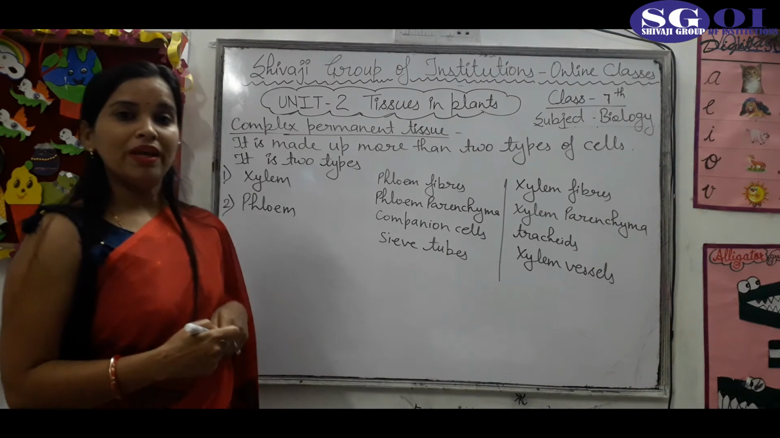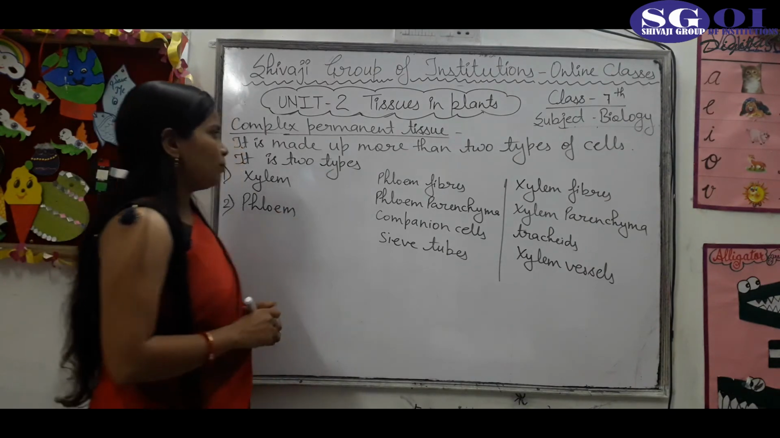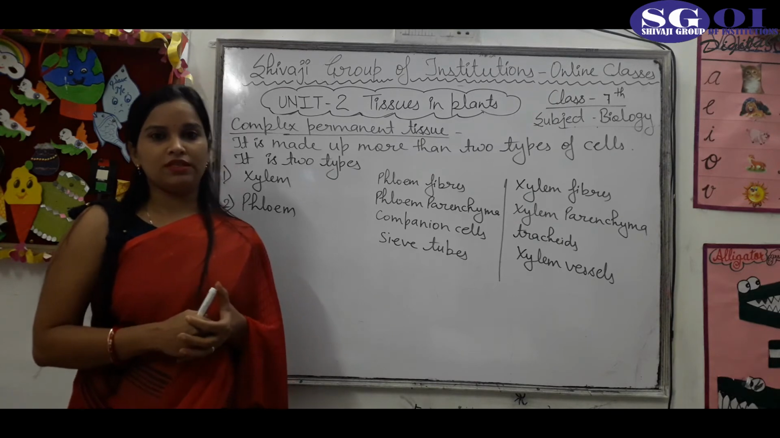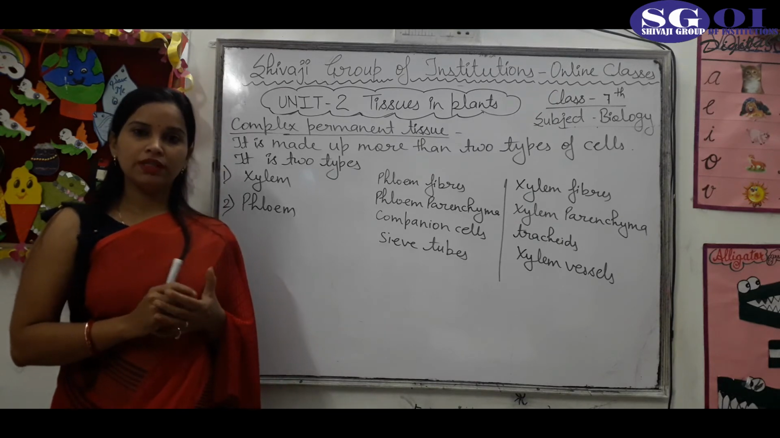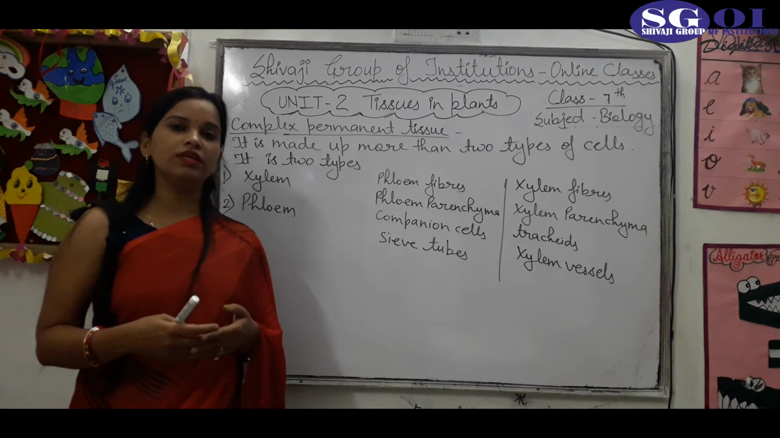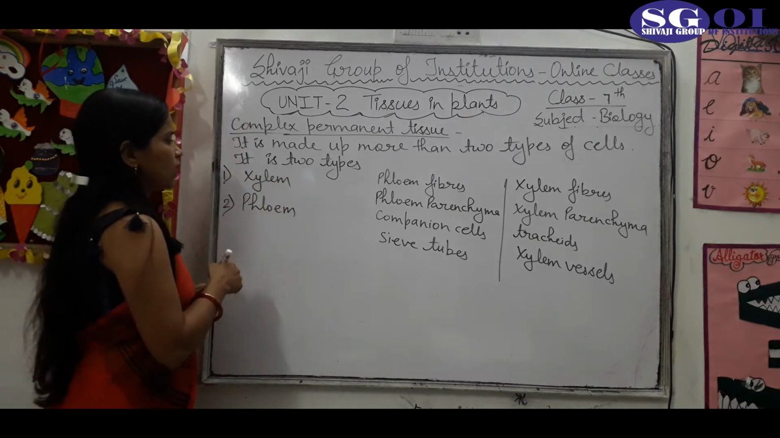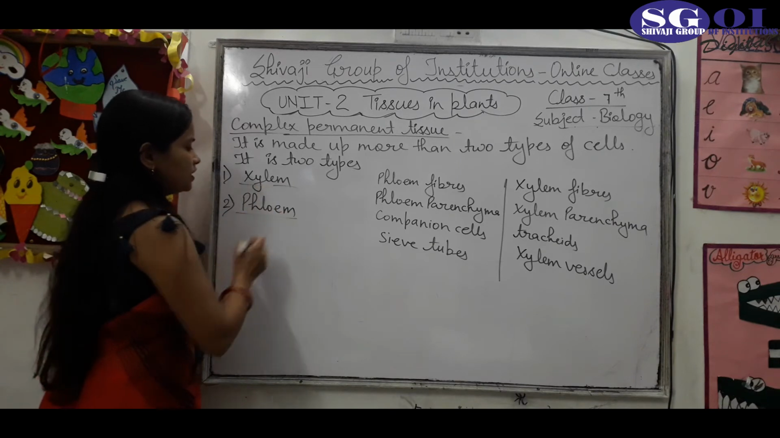Next is complex permanent tissue. Complex permanent tissue is made up of more than two types of cells. They are not made up of similar types of cells. They are made up of more than two types of cells. And the complex permanent tissue is also of two types. First is xylem and second is phloem.